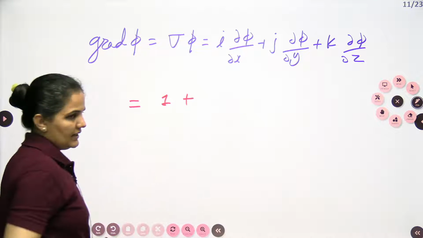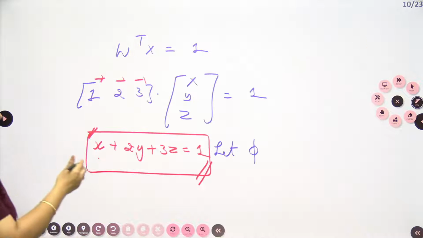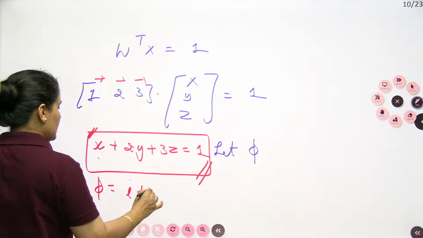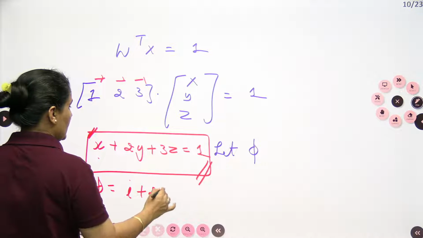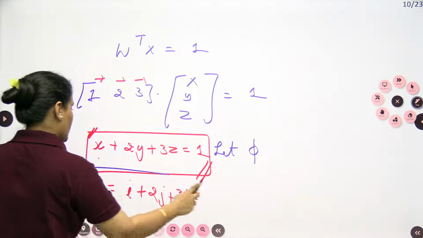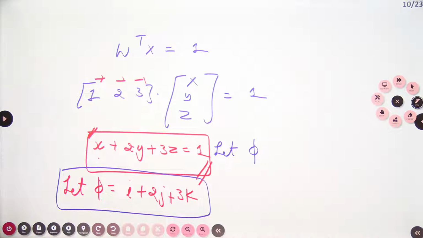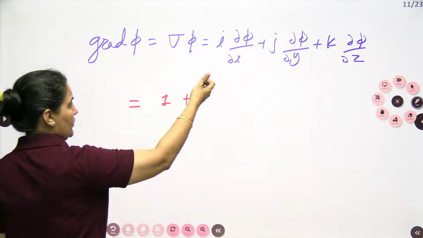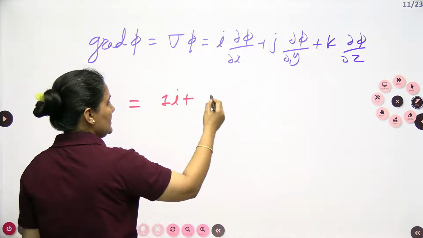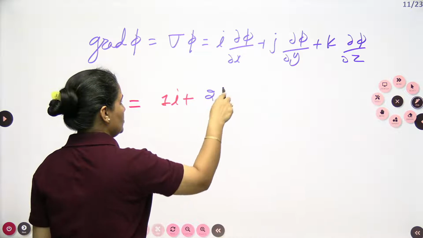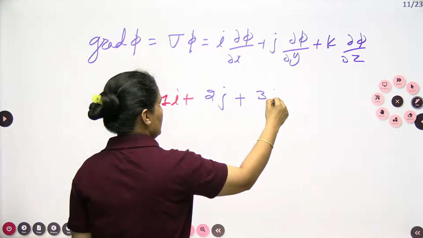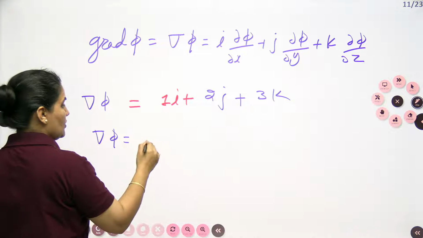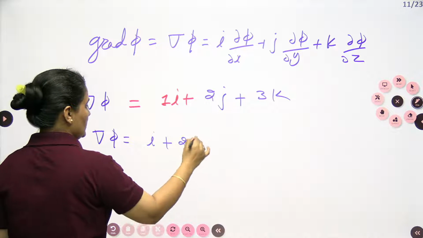Directly we can write it now, or in the form of the function, as i plus 2j plus 3k. So I want to write the gradient specifically: 1i plus 2j plus 3k. Step by step I am approaching. So this is my gradient of phi, and the gradient of phi is called the normal to the surface, or the vector normal.